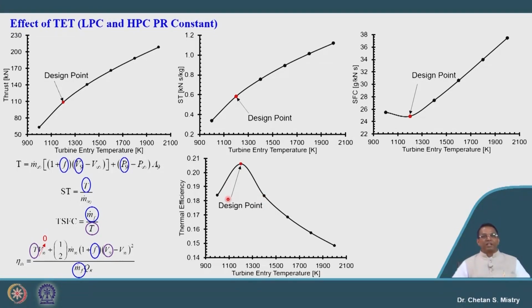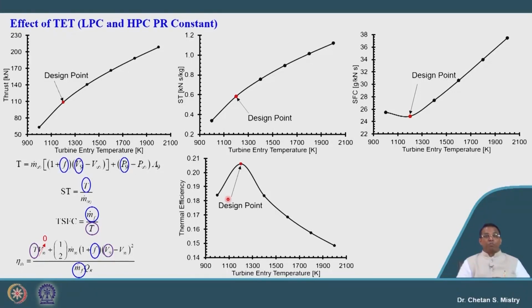So, now the question will come, when we are designing our 2-spool configuration engine. Suppose I have a 2-spool configuration, I have the freedom to select the pressure ratio, the turbine entry temperature, the HPC pressure ratio, the LPC pressure ratio, and based on that we will try to design the engine. Suppose this is what we have designed.